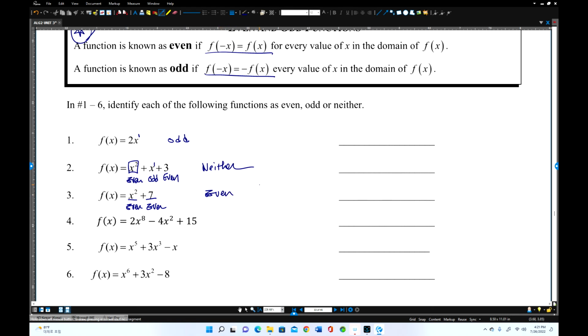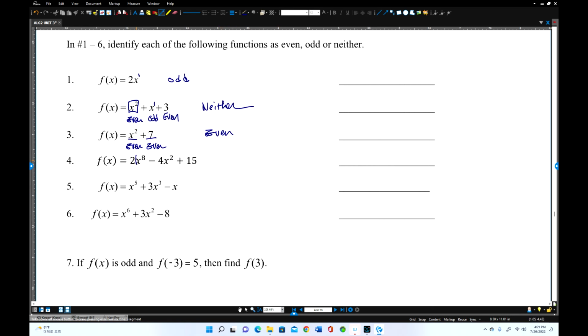X squared is even, this is even, altogether is even. F of x is even. X to the 8 is even, x squared is even, constant even, they are even. Yeah, f of x is even. X to the 5 is odd, this is odd, 3 is odd, x to the 1 is odd, combination with plus and minus, that is all odd functions. This is even, constant even, they are all even.